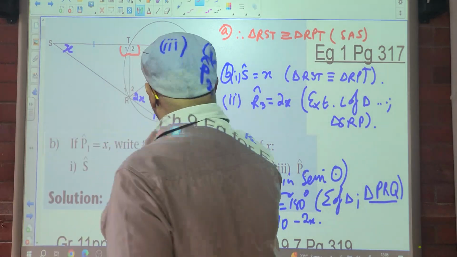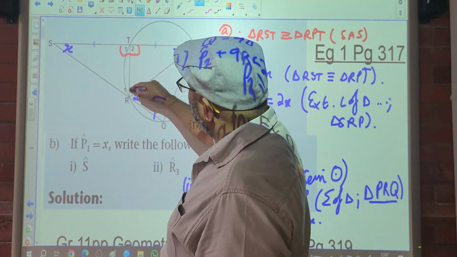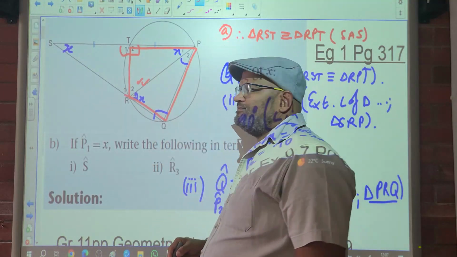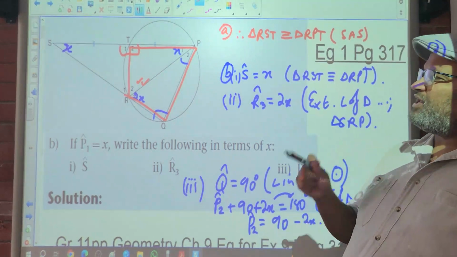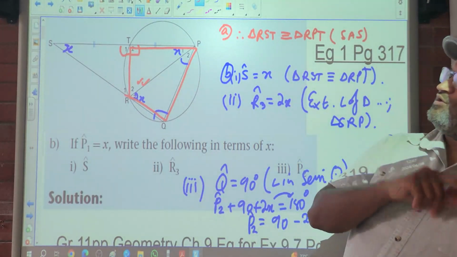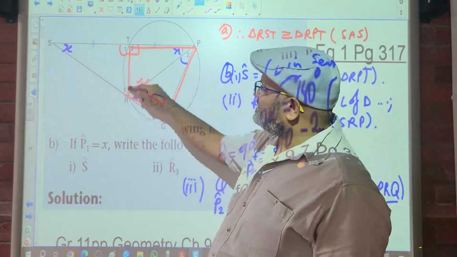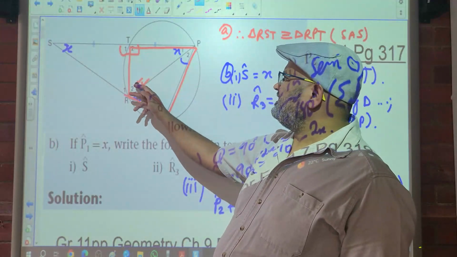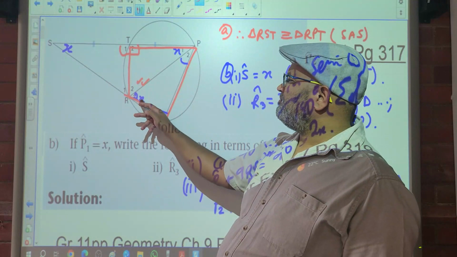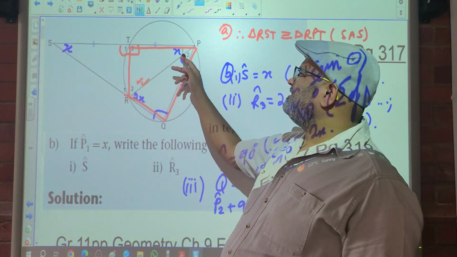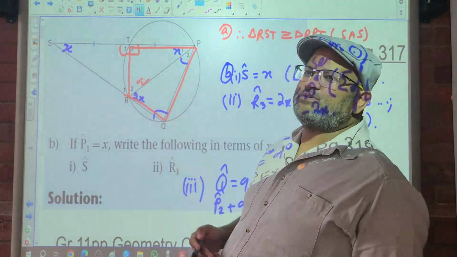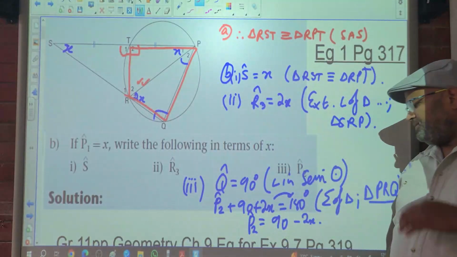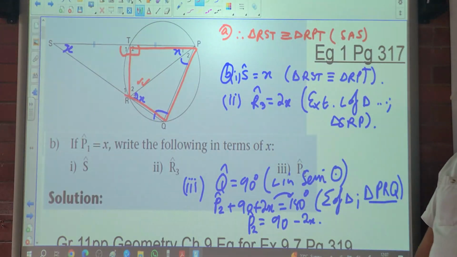If you're going to go with angles in cyclic quad, then you must first work out R2. But if you had gone that route, you would have to work out sum of triangles, then you would have picked up R2. Then you can say that's going to be 90 minus x plus 2x plus x plus P2 is equal to 180, opposite angles of cyclic quad. Then you would have also gotten P2 to be 90 minus 2x.